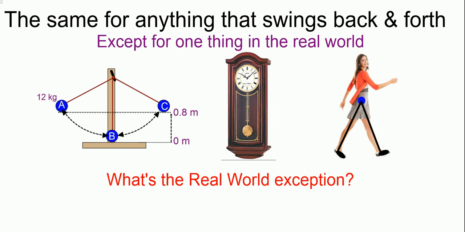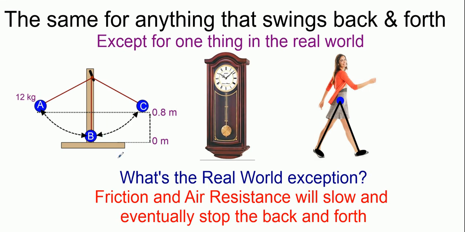Now, there's one exception here. This doesn't really work in the real world perfectly, does it? Well, anything that goes back and forth will operate the same way, except that there's a real world exception, isn't there? What is the exception? Sure, the exception is there really is friction and air resistance in the real world. So this won't go forever, nor will that, and she can't swing forever either, because we do lose some energy to friction and to air resistance.